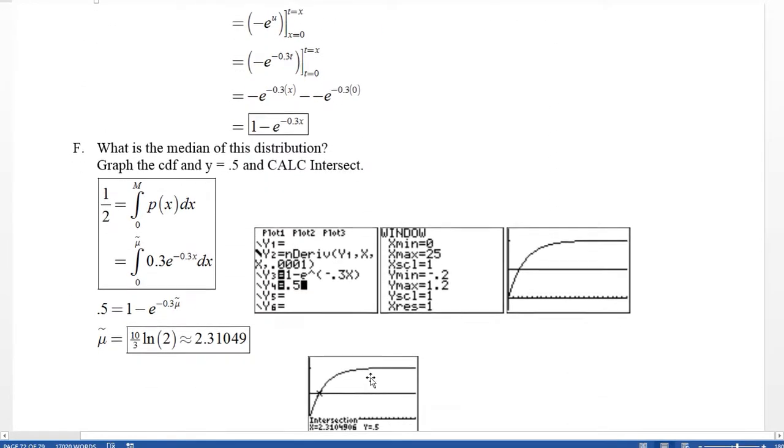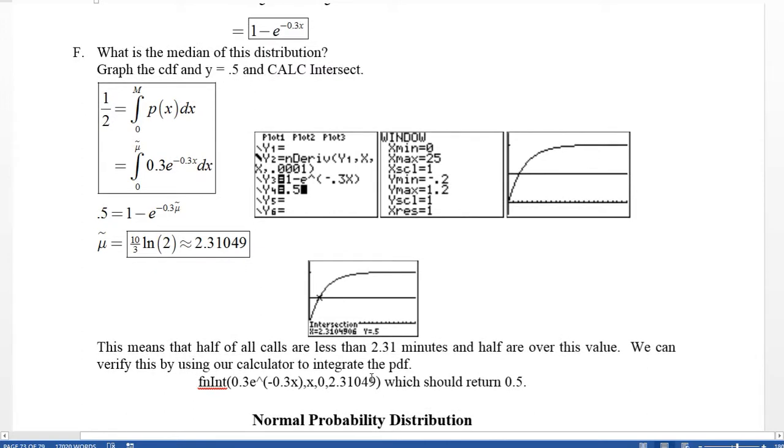What's the median of the distribution? To get the median, we first must find the formula for the CDF, which we have. So this is CDF of x is 1 minus e to the negative 0.3x. Put in the median there, I'll call it m or mu tilde, either one. Plug that in for x, and then the y value is 1/2.